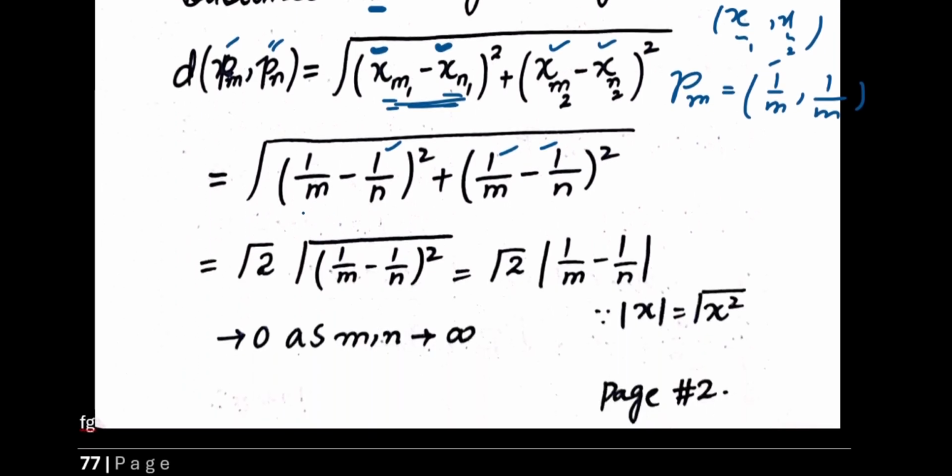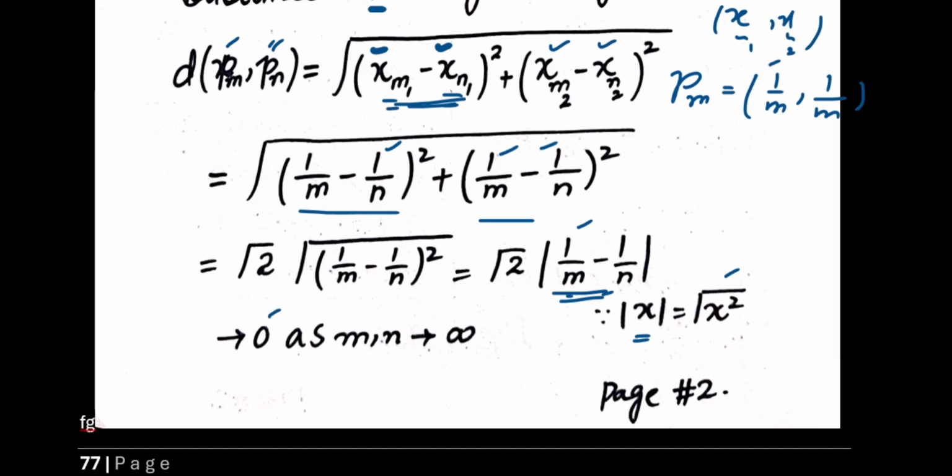So after adding this, this becomes 2 times (1 over m minus 1 over n) squared, and this is equal to square root 2 times the absolute value of 1 over m minus 1 over n. By using the result that the absolute value of x squared is equal to the absolute value of x here, when you take m and n approaching infinity, this difference approaches 0.